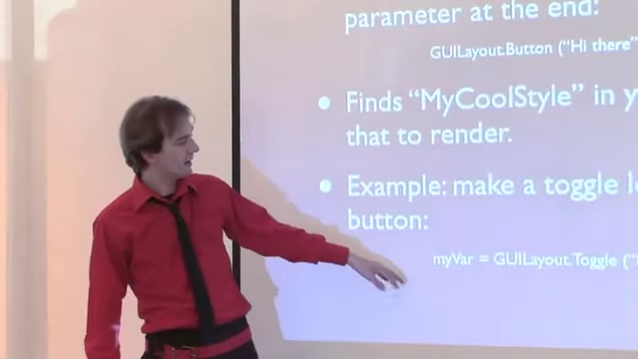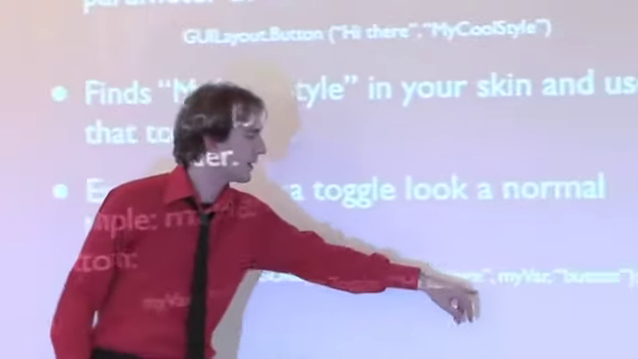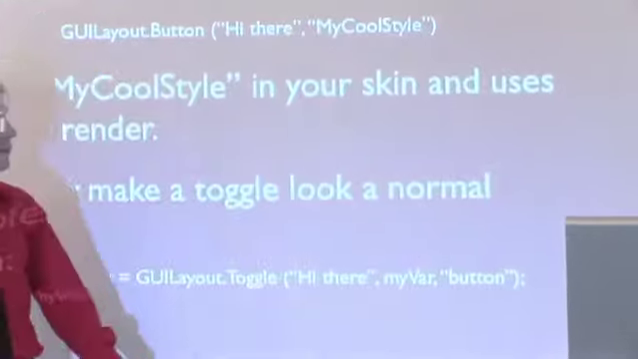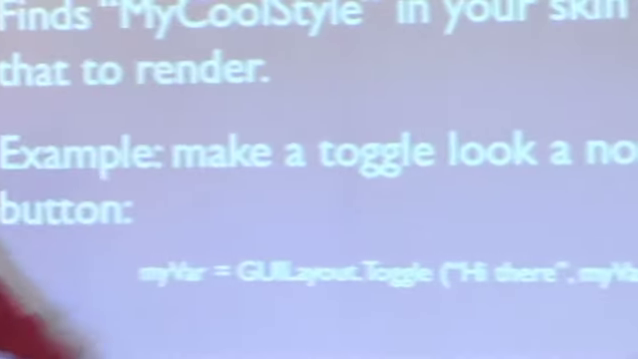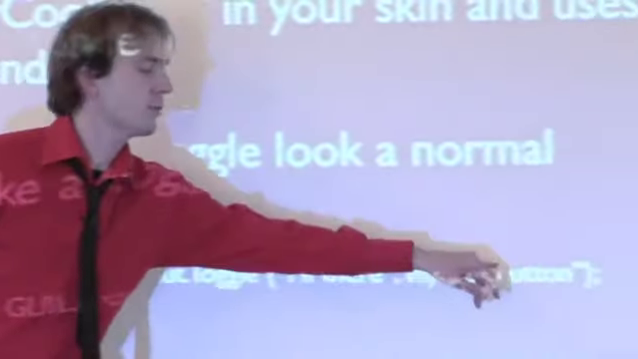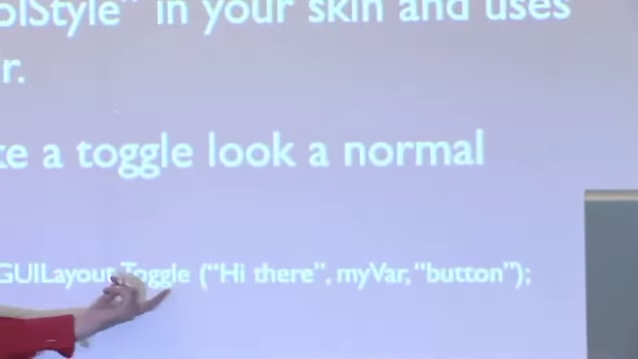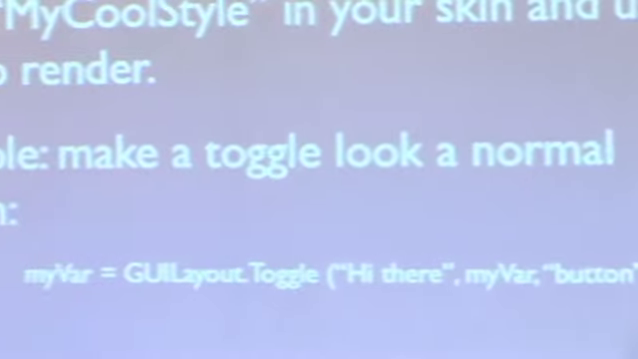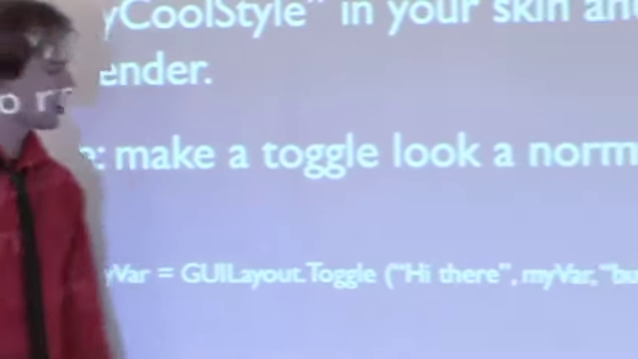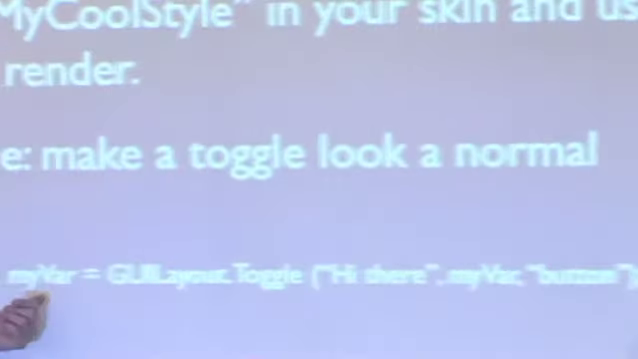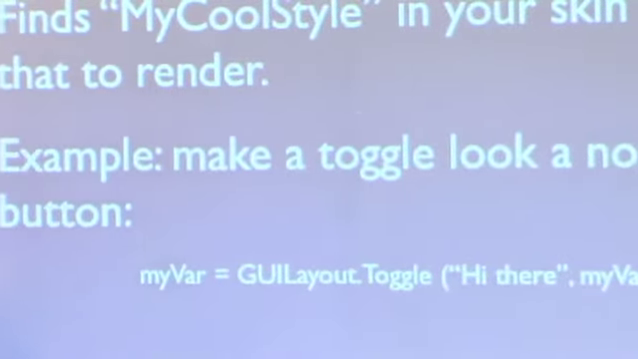So we have the classical GUI layout.toggle, hi there, myvar, and then we pass in a button as a style. So that means this toggle will now be rendered as if it was a button. It will still behave as a toggle, but it'll look like a button. And then if the user toggles the value, this one will return something else, so we need to assign it back. So this is a completely customized toggle button.